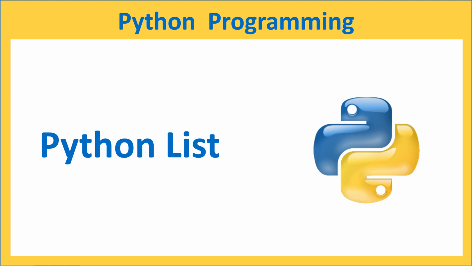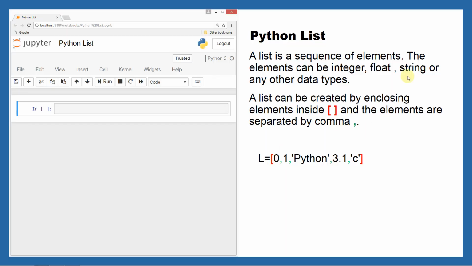Hello everyone. In this video I'm going to explain to you Python list. A Python list is a sequence of elements. The element can be integer, float, string, or any other data types. How do we create a list? A list can be created by enclosing elements inside square brackets, and the elements are separated by comma.